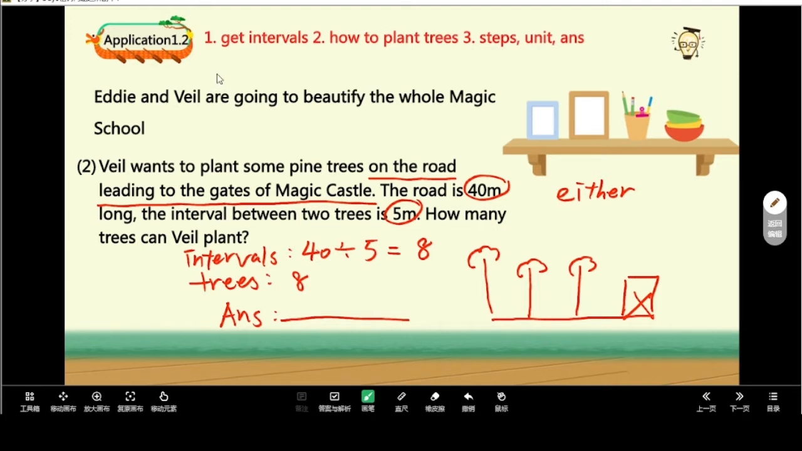Okay, then let's have a revision again. First, we need to get our intervals, and second, we need to know how we plant trees. And even if the question didn't tell us how to plant trees, we can find it from the key sentences in the question, okay? You can't forget your steps, your units, and your answer for the word problems. Okay, and let's move on to the next one.